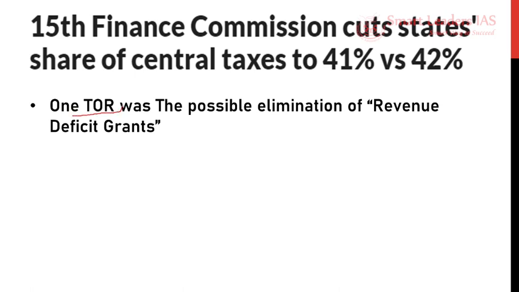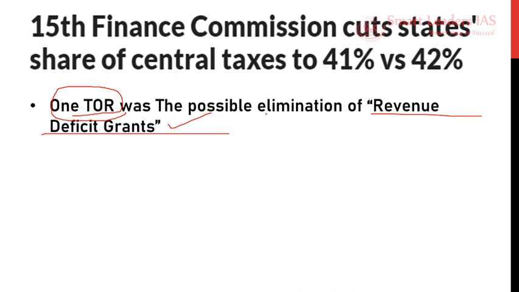So another controversial term of reference was the elimination of revenue deficit grants. So grant is something which the government has to compulsorily give to the states. So every year there has been a practice of the Finance Commission saying that you have to transfer certain amount of your taxes as revenue deficit grants. There's going to be a revenue deficit for states, and this revenue deficit is because of the unequal distribution of tax resources. So this deficit has to be paid through grants.